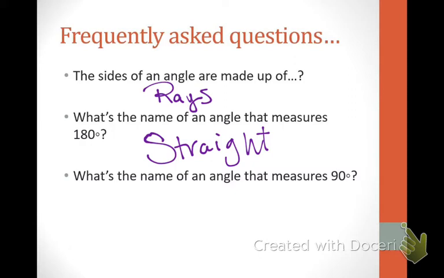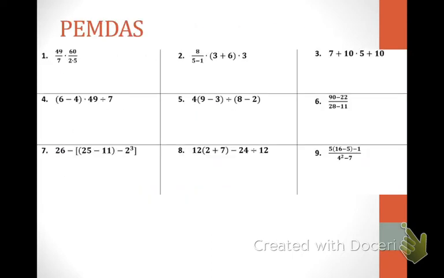What's the name of an angle that measures 90? Right. You're good. The last part you're doing is the review. This is what you're doing for the remaining of class. You will not get any fractions. No fractions. And then you need to remember parentheses, exponents, multiplication, division, addition, subtraction. Do you understand? Yes, ma'am. So if you get a fraction as an answer, you either did something wrong or you haven't simplified it. Okay?